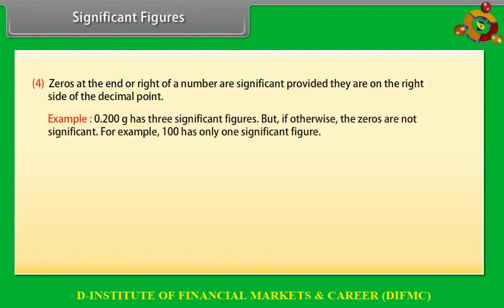Example: 0.200 gram has 3 significant figures. But if otherwise, the zeros are not significant. For example, 100 has only 1 significant figure.